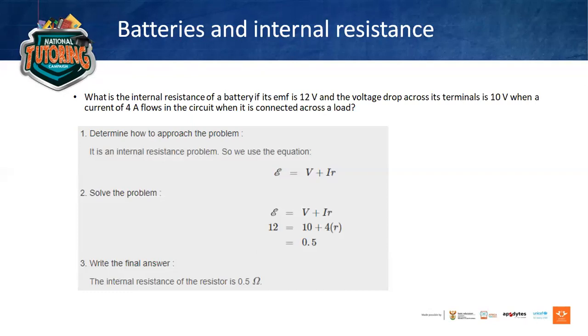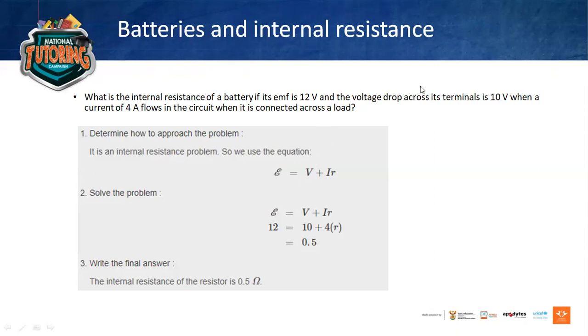Okay. So what is the internal resistance of a battery? If the EMF is 12 volts and the voltage drop across the terminals is 10 volts when a current of 4 amps flows in the circuit when it is connected across the load. So now we're looking for the internal resistance r. We are looking for this one here, looking for this r. So what do we have? We have the EMF as 12.